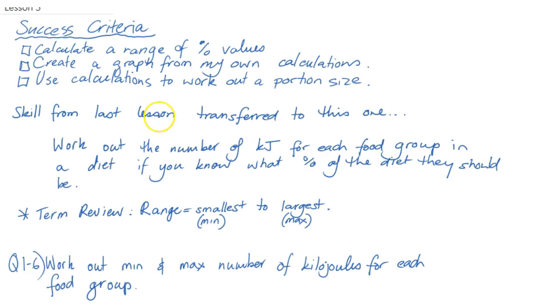So the skill we're taking from last lesson and transferring to this one is that you have to be able to make statements about what you need to find out so that you can then use that to work out a range of percentages.